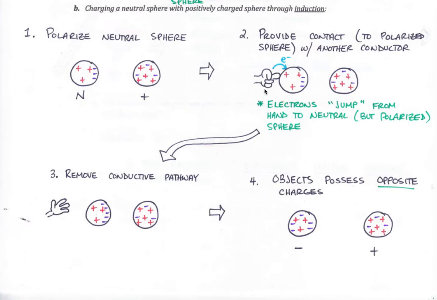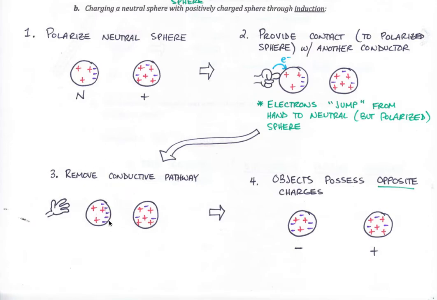So the electrons in both of these are going to rush to the right side to be as close as possible to the positive. Just like these electrons would not choose the neutral sphere over the positively charged sphere, the electrons in the hand also would not choose the neutral hand over the positively charged sphere. So there will be a migration of electrons towards the positively charged sphere. This sphere, because it's polarized, will basically suck the electrons or some of the electrons from the hand into the sphere. All right, then you remove that conductive pathway.